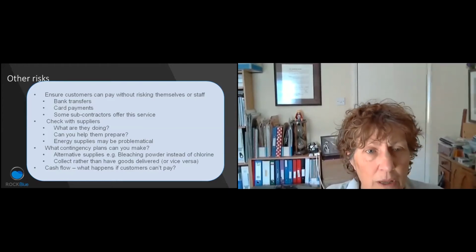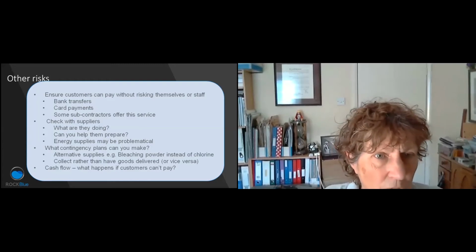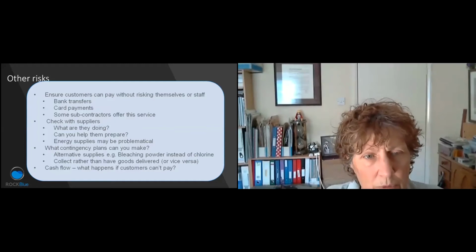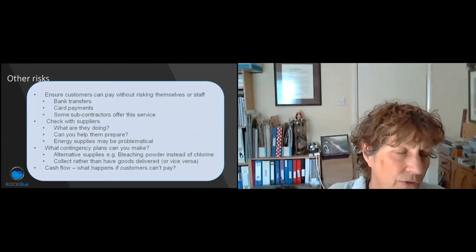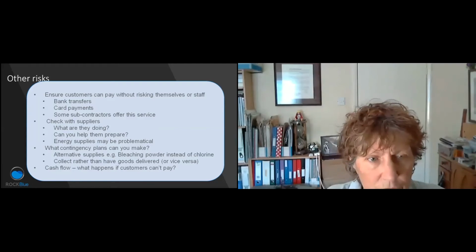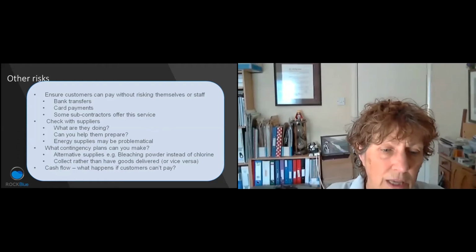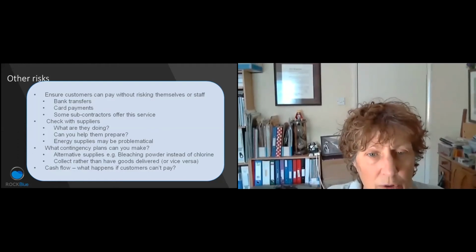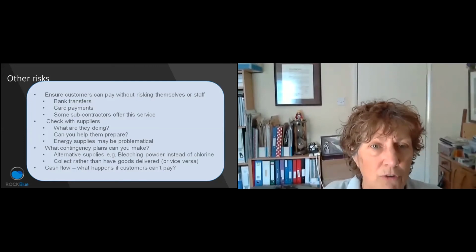Same applies for suppliers. What are they doing? How are they making sure that those critical supplies, such as chlorine, such as treatment chemicals, will continue to be available? And can you arrange alternative supplies if, for instance, companies are having problems delivering? Have you got vehicles that can collect? And the other thing is, you will need to have the accounting department look at the cash flow, because if customers can't pay, you need to work out how you can continue to provide the service.